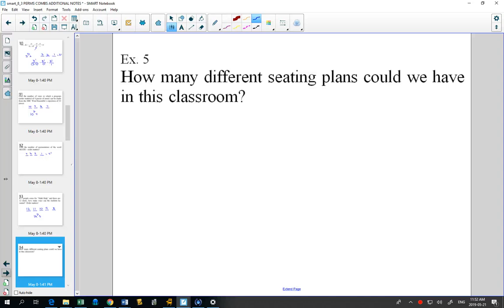How many different seating plans could we have in this class? Now, if everybody's here, we are 24 people. And we have 5, 10, 15, 20, 25, 30, 33 desks. So we could go 33P24. 24 decisions, because each of you would need to make a decision where you start.